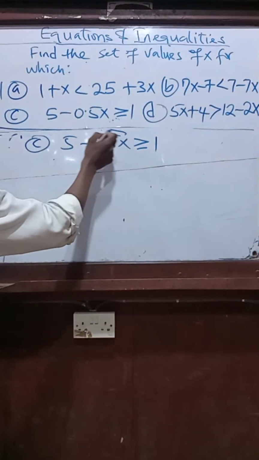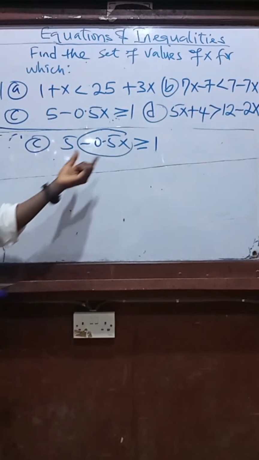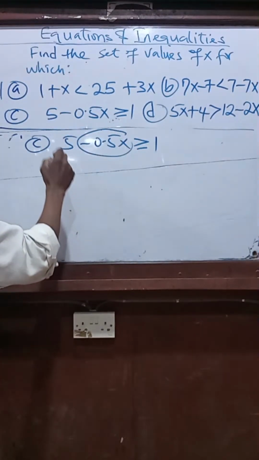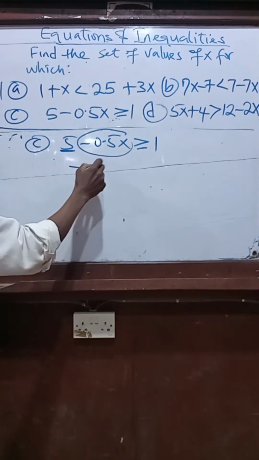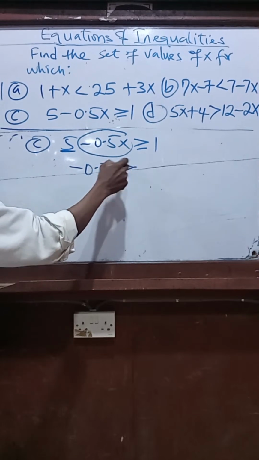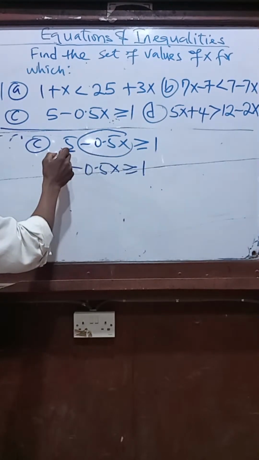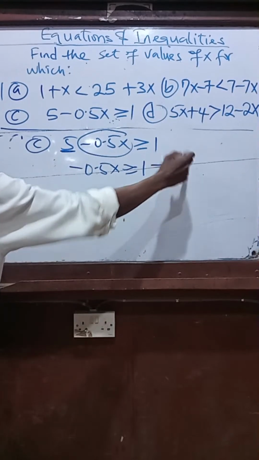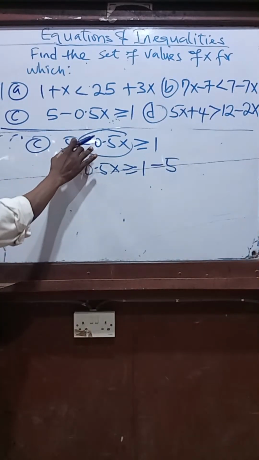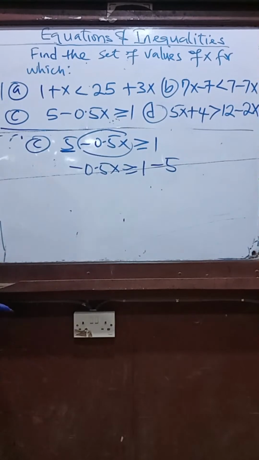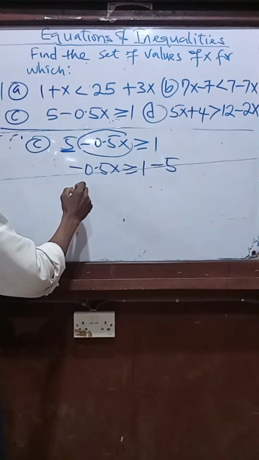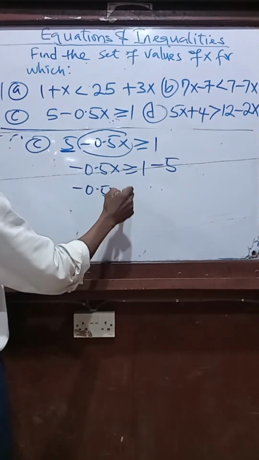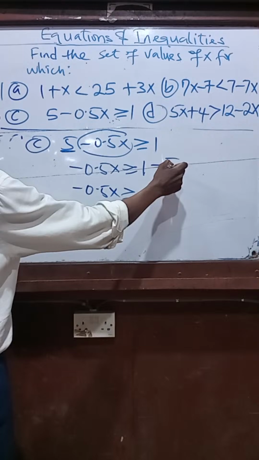I want this minus 5x to stand alone. So that means I want this 5 to leave this place. So that will be minus 0.5x greater than or equal to 1. So I'm going to add minus 5 to both sides. So I'm going to have minus 0.5x greater than or equal to 1 minus 5.